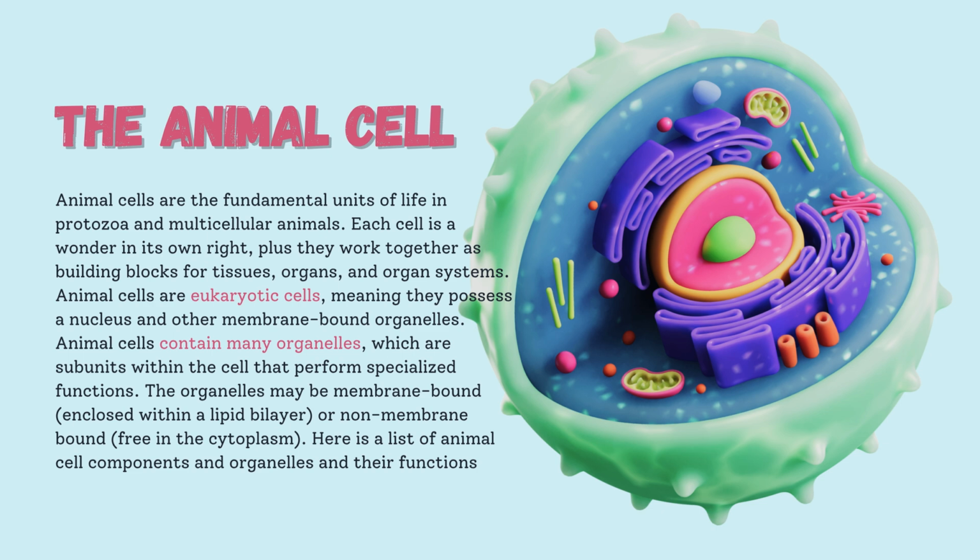Animal cells are eukaryotic cells, meaning they possess a nucleus and other membrane-bound organelles. Animal cells contain many organelles, which are subunits within the cell that perform specialized functions. The organelles may be membrane-bound, enclosed within a lipid bilayer, or non-membrane bound, free in the cytoplasm. Here is a list of animal cell components and organelles and their functions.